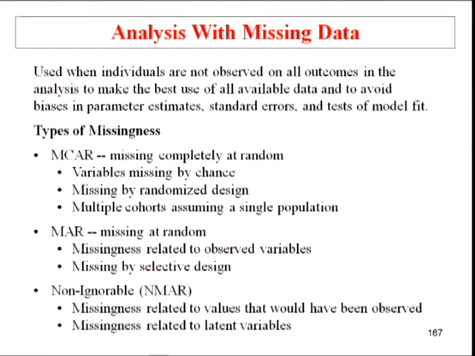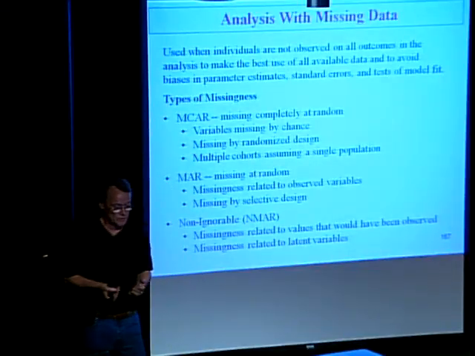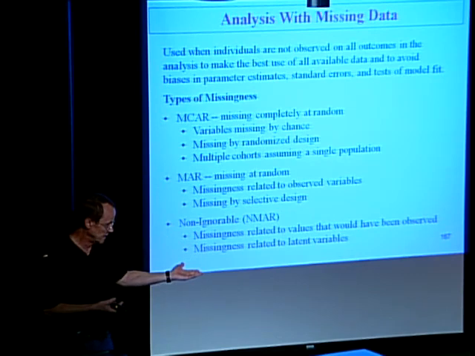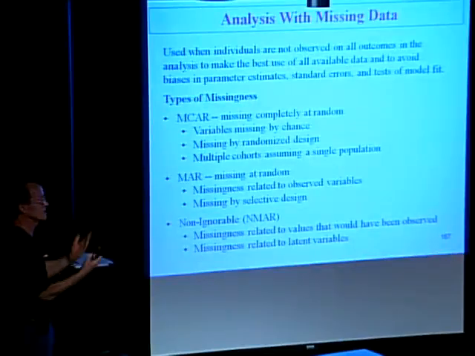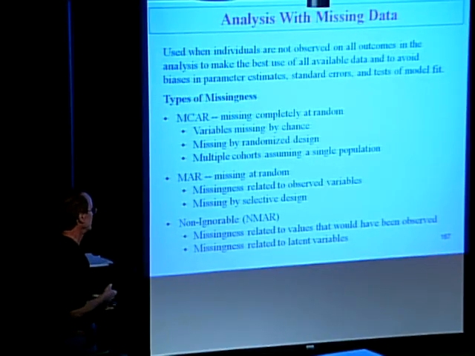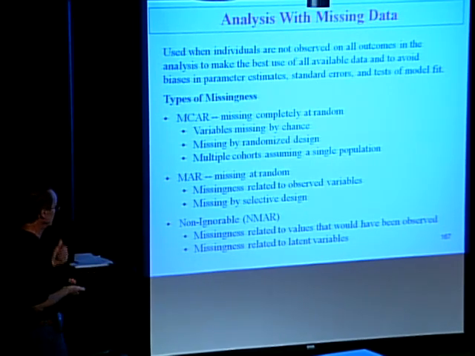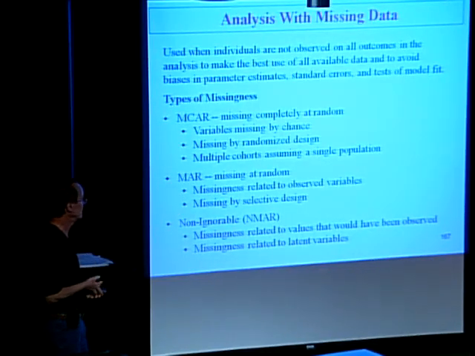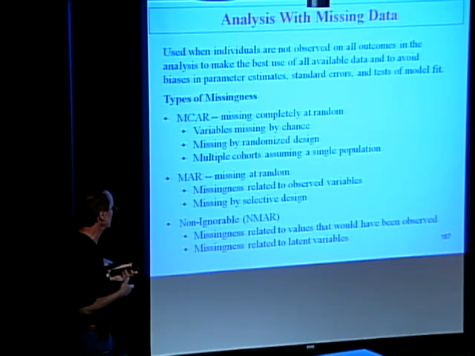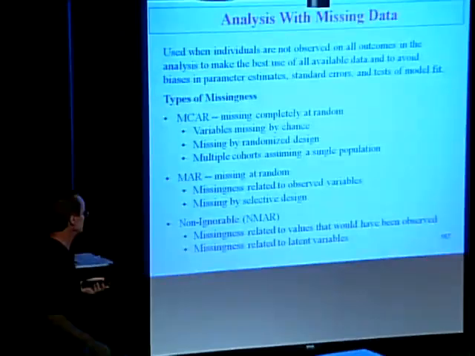I'm on slide 167. It typically is only really guaranteed when you have missingness by a randomized design. So for instance, you have two versions of a test, and you randomly say this group is going to get that test, and this group is going to get that test. Then everybody has missing data on the other test, but the missingness is totally random. Perhaps multiple cohorts, assuming a single population, like the staircase drawing that we had, colorful on the left, can be an MCAR situation, missing by design.